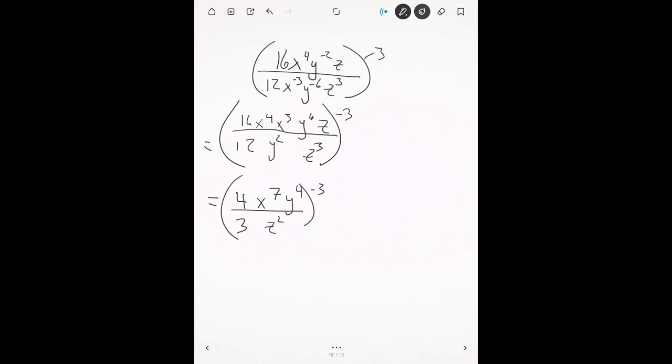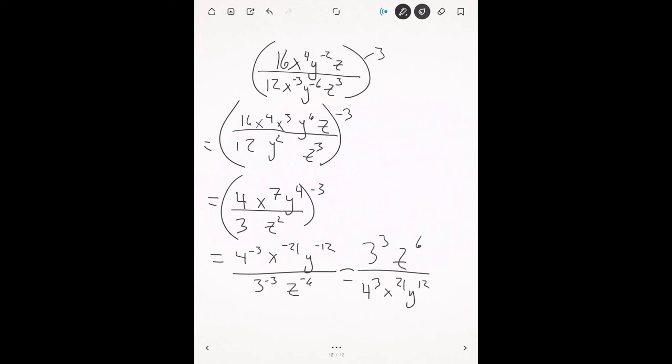And now what we have to do is we just have to apply the negative 3 to everything. So that's 4 to the negative 3, x to the negative 21, y to the negative 12, 3 to the negative 3, z to the negative 6. And since everything's negative, all I really have to do is just swap everything. 4 to the third, x to the 21st, y to the 12th, underneath 3 to the third, z to the 6th. And that's it. That's how I can go about solving this. That's the technique I recommend.